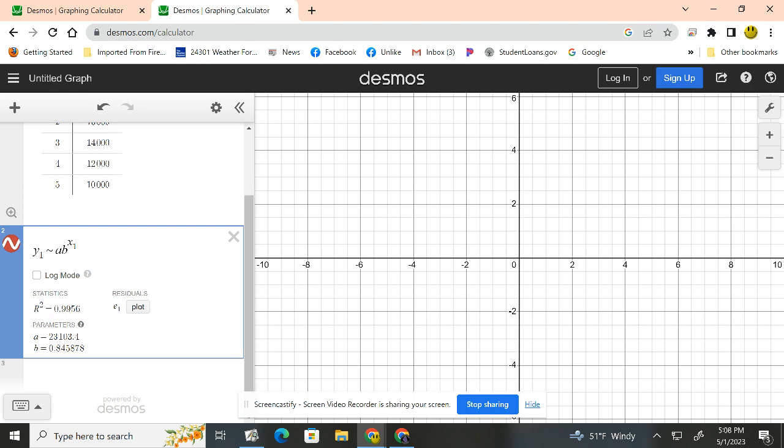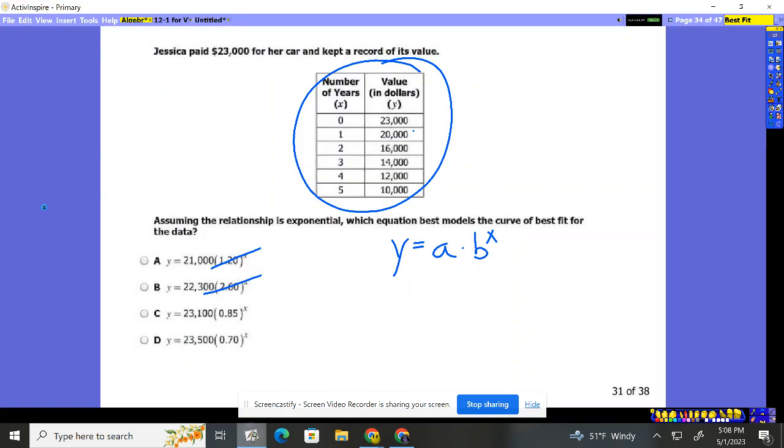23,103 times 0.84 raised to the power. The key being this 0.84, so it's about 0.85. If I go back and look at my choices, it's this guy. It tells you your first value, the A piece, is 23,100, and that B piece is 0.85. That's what it is. So choice C, pretty close to it. There's our option and the correct answer.